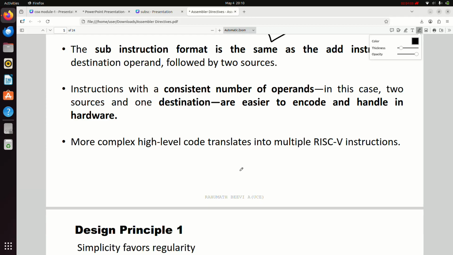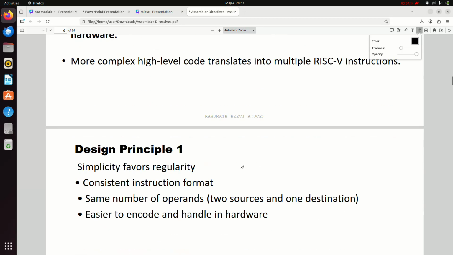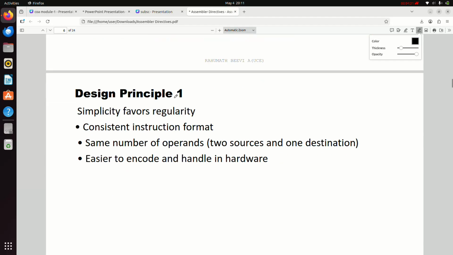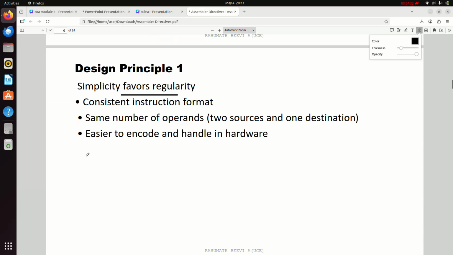Now you have to understand that there are some design principles. While you are designing an assembly language, okay, that is what we're talking about. When you're designing an assembly language, the first principle is simplicity favors regularity. Means keep always the instructions simple and uniform. You can say that in a very simple way.